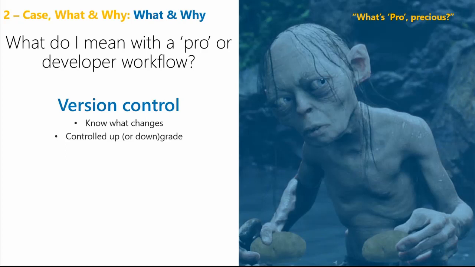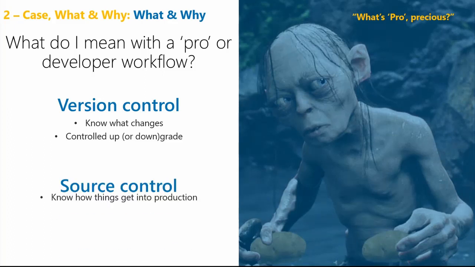To me, that consists of at least three components, in no specific order. One is version control, which for now I take to mean knowing what changes in your environment, what changes in your code base between one version to the next. So I know that the name of a specific chart has changed, or a new measure has been added, and the ability to upgrade or downgrade from one version to the next or the previous as required.